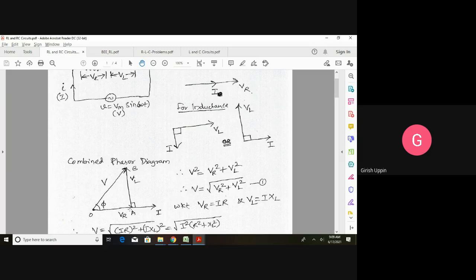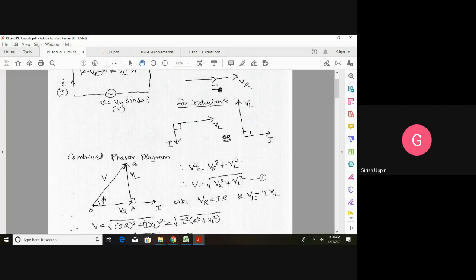Now we have to find the phasor sum of VR and VL. So if I use the graphical method, I will join this, which is representative of the applied voltage capital V, and this angle is phi. Now if you see here, it is a right angle triangle, and using Pythagoras theorem we can say V square is equal to VR square plus VL square, right? So therefore capital V, that is applied voltage, is square root of VR square plus VL square.